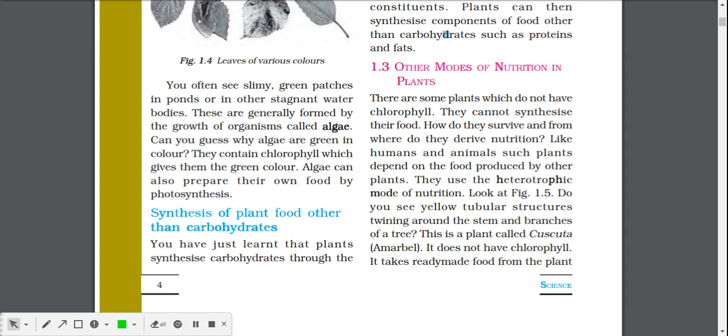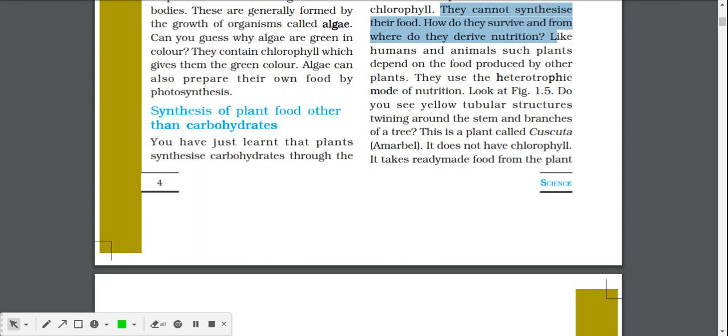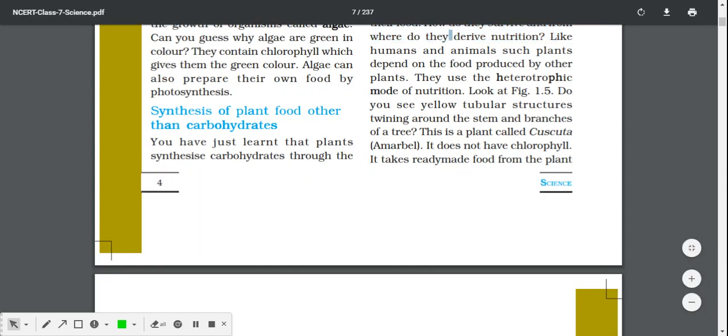Other modes of nutrition in plants. There are some plants which do not have chlorophyll. कई plants ऐसे भी होते हैं जो अपना खाना खुद नहीं बनाते. That means they do not have chlorophyll. They cannot synthesize their own food. How did they survive then? And from where do they derive nutrition?